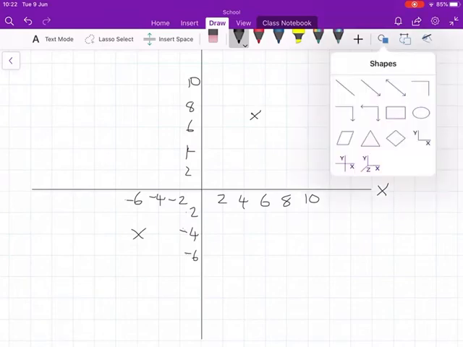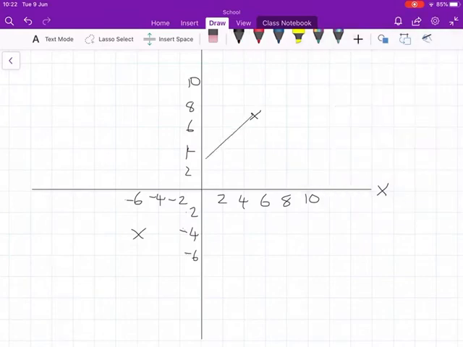Now at this point you need to take your ruler. Make sure you've got it lined up as best as you can, and then draw the line. Mine might be a wee bit off just because it's on the screen, but I wouldn't worry too much about it as long as yours is accurate.